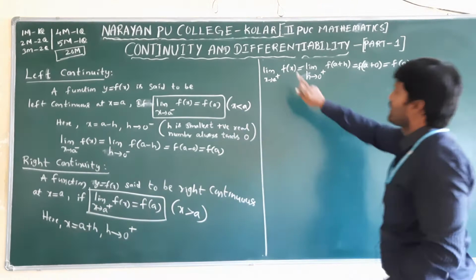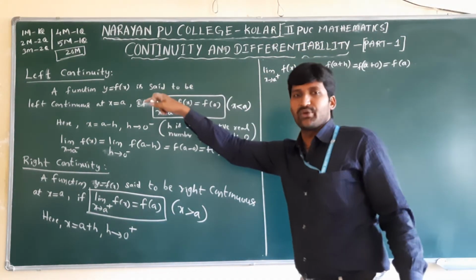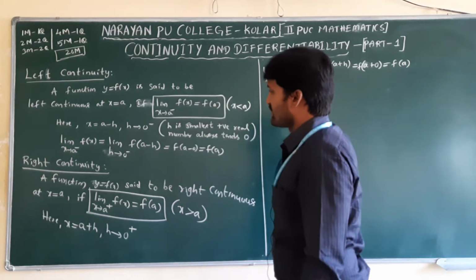This is a simple meaning. When these two values are equal, then that is called right continuity at the point. That is the simple condition for these values.